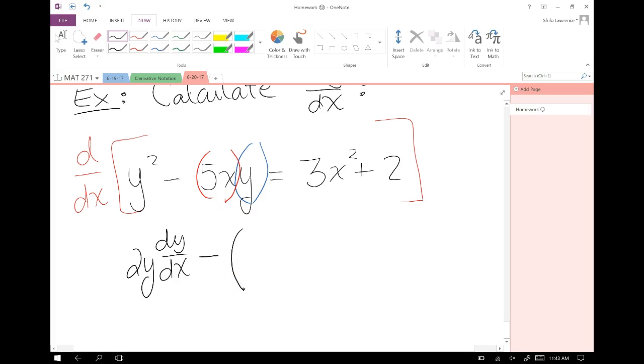All right. So the second term is 5 times x times y. So we've got variables multiplied together, which means we have to do a product rule.